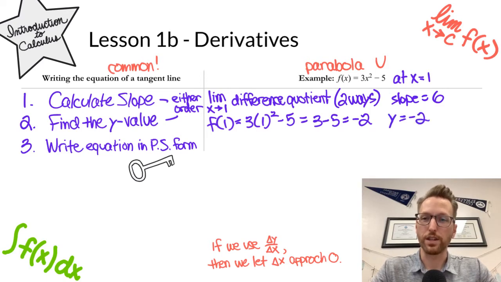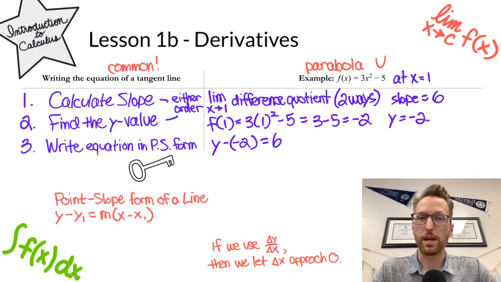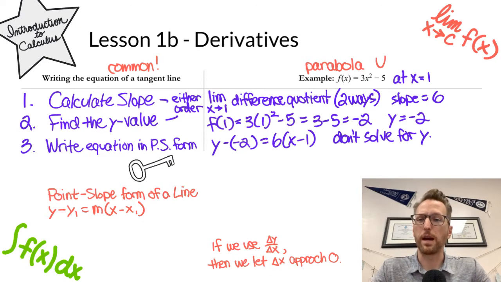Then write the equation. So that looks like y minus something, the y value, which is negative 2, and I use parentheses, equals 6 times x minus 1. And we'd be inclined to solve that, but we don't need to. We want to leave it in point-slope form so we could see the point and see the slope. And that's it.